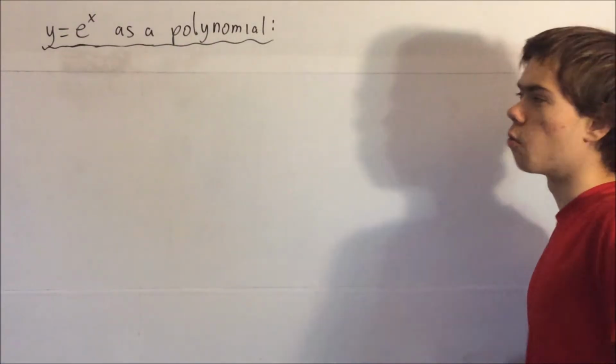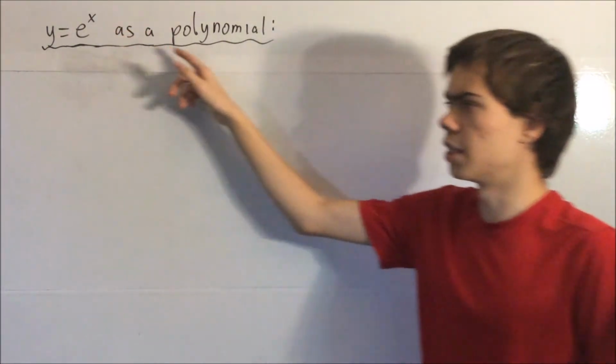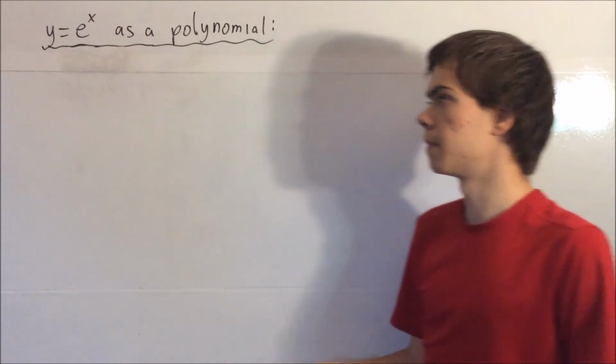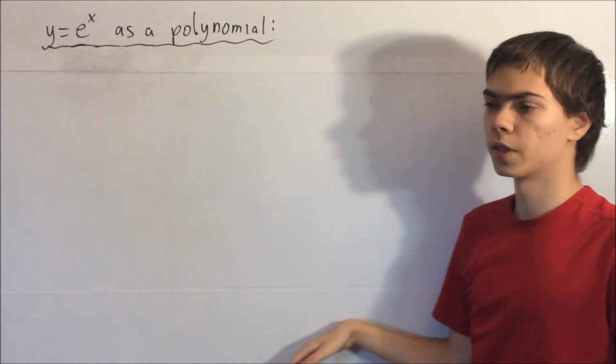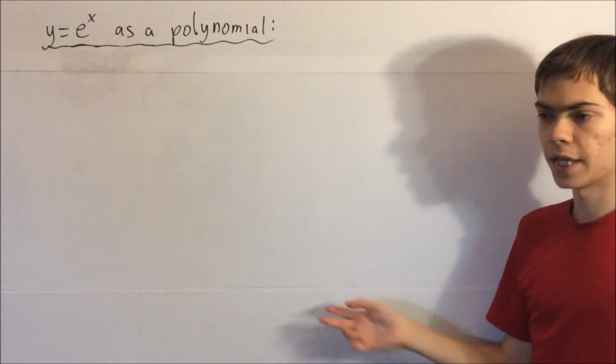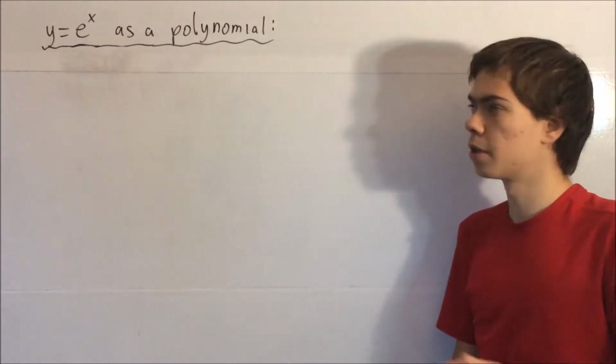In this video, we are going to convert y equals e to the x into a polynomial. So basically, we're just going to rewrite this equation as if it were a polynomial. And of course, the way we would do that is we would use a Taylor series. And to keep things simple, I'm just going to center that Taylor series around x equals 0.